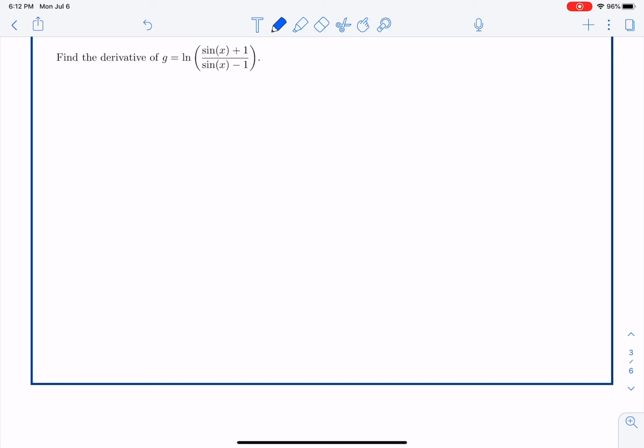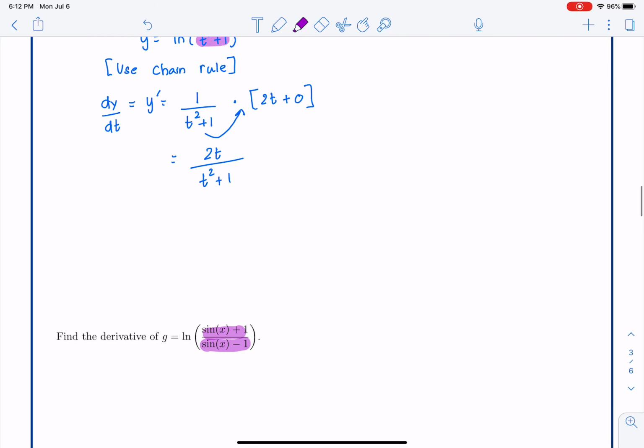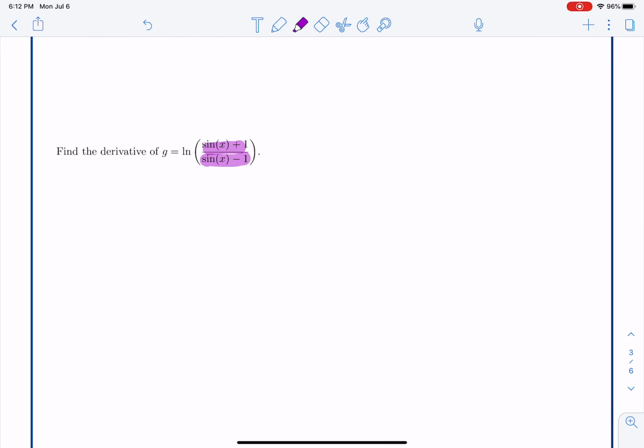So this is a problem of extreme importance. Now, one may say the immediate thought would be, oh, we have a function within a function, just like the previous problem. In the previous problem, t squared plus 1 was within ln, and we used chain rule. And you may say, well, let me do the same thing. Sine x plus 1 divided by sine x minus 1 is inside ln. So using chain rule, we could find the answer. That might be a thought that will come to your mind.